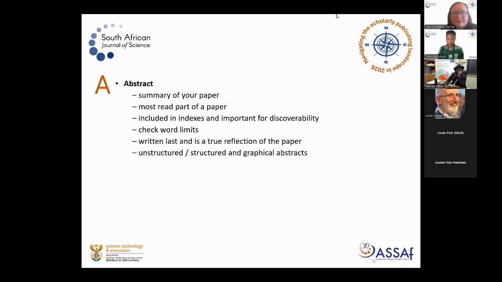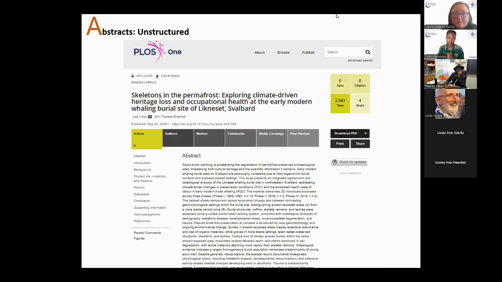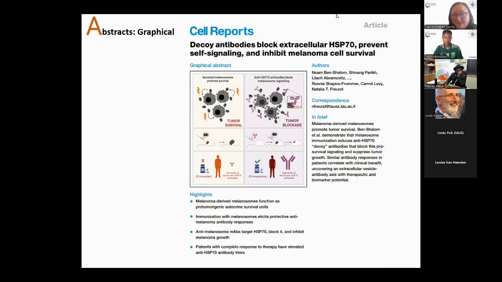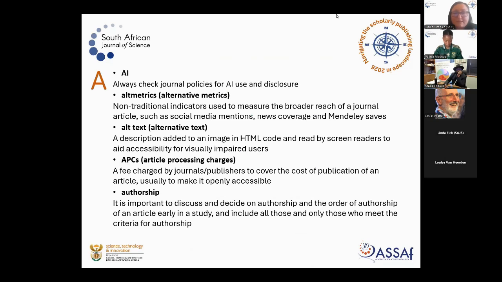And there are various general types of abstracts: unstructured, that looks a bit like this; structured, where background, methods, results, and conclusions are separate; and even graphical abstracts in picture or image format. AI, well, that's a big one in 2026. I think most journals will have policies for AI use and disclosure, so please check those when submitting a paper.